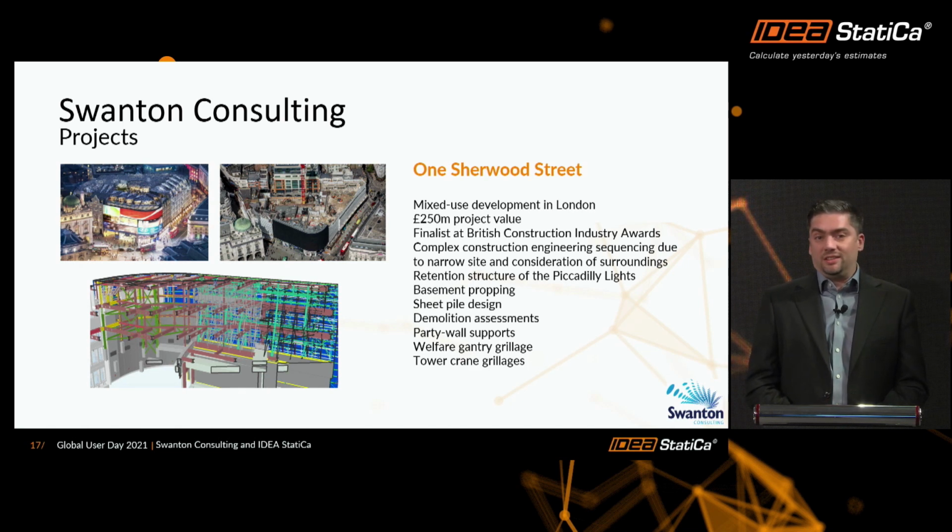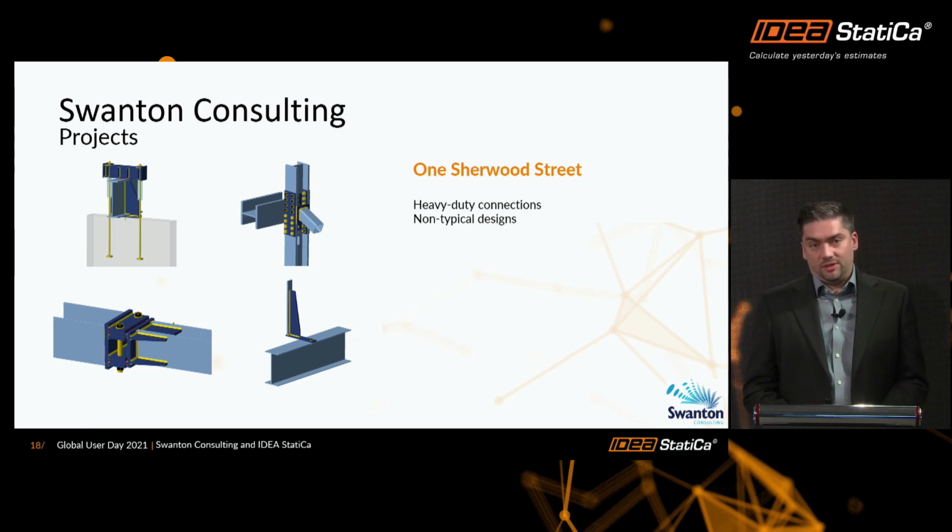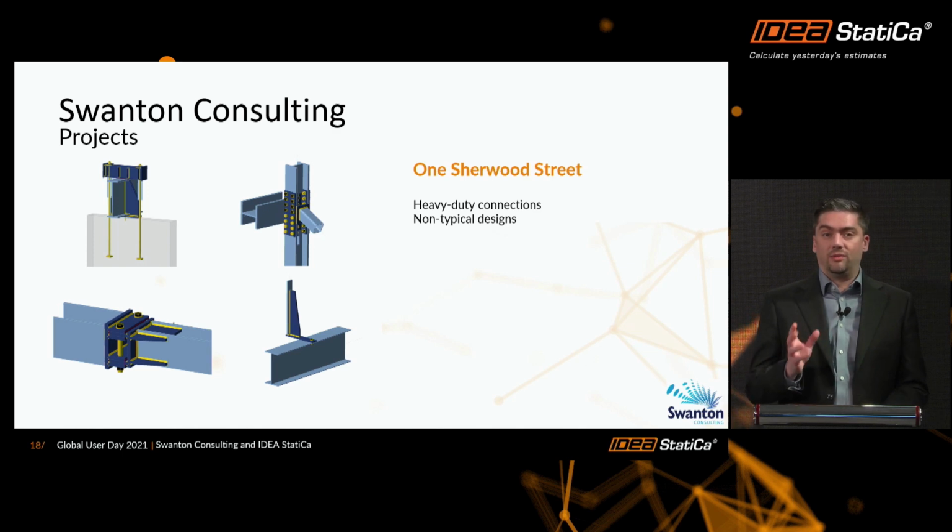We did facade retention screens, we did a complex construction engineering and sequencing design here on this project, sheet pile design, party wall supports, and tower crane grillages on top of concrete cores at 7-8 stories high. The first example is exactly a tower crane holding down connection, and several bespoke connections we utilized in the project with extensions of proprietary RMD veilers and ceiling hangers, and just a couple of examples. There were hundreds of connections designed on this project.